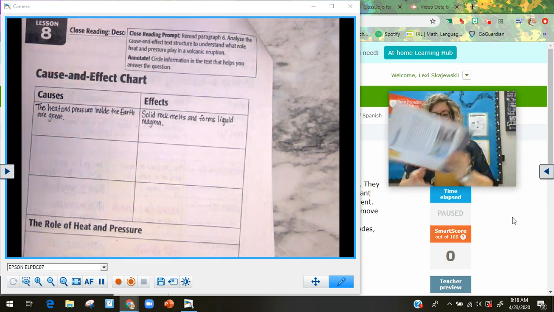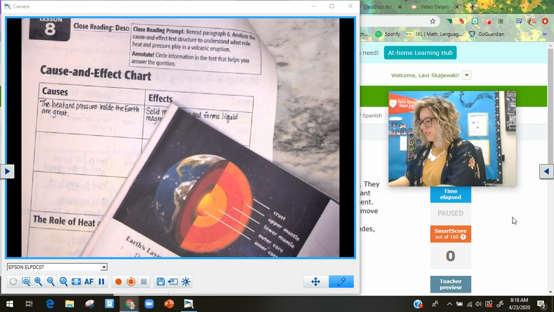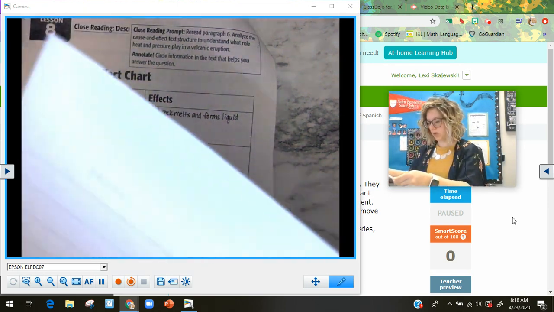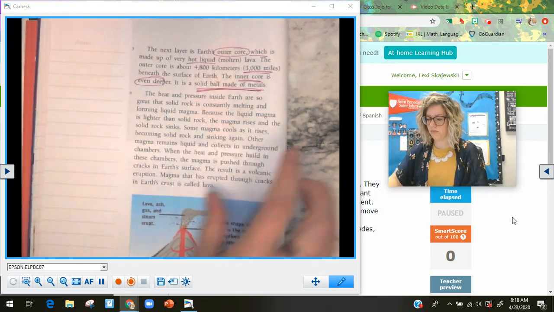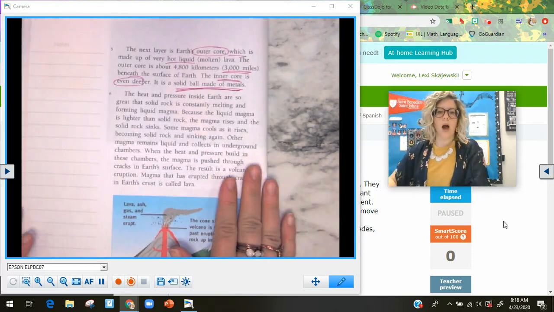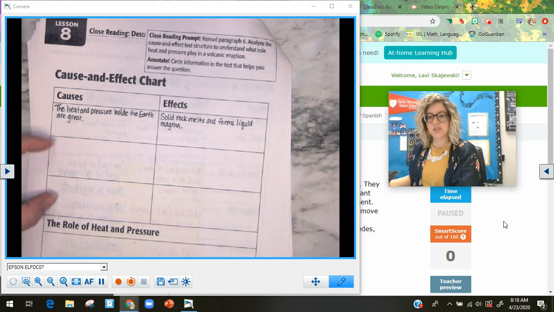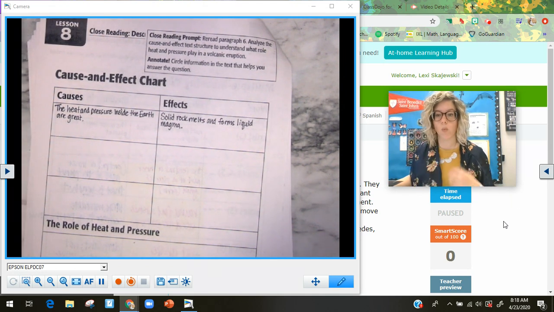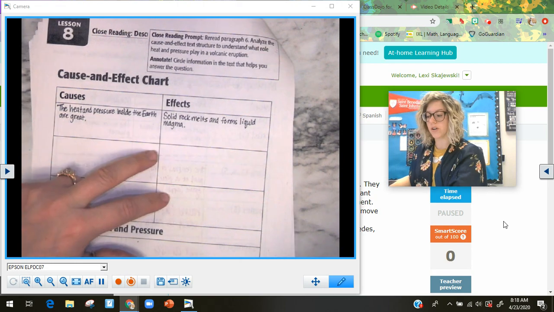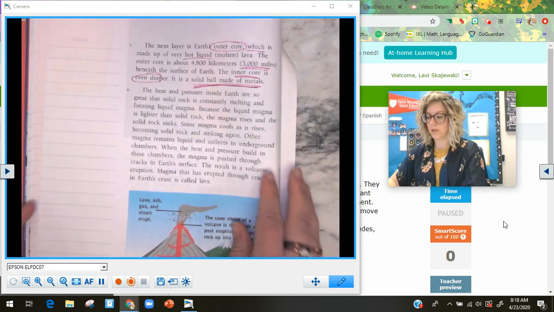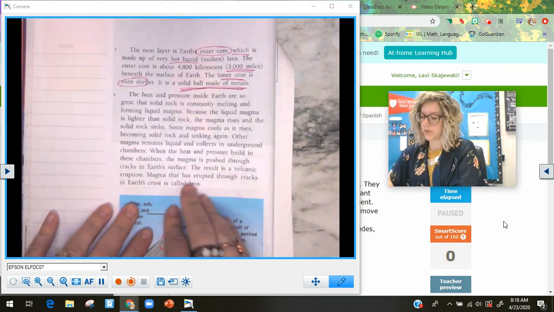Okay, so let's go turn to paragraph 6, page 14, right here. Okay, I'm going to read this to you. And then I'm going to give you a couple of sentence starters here to help you figure out what causes you're looking for, and then you're going to figure out the effects on your own. Okay, so follow along with me as I read.